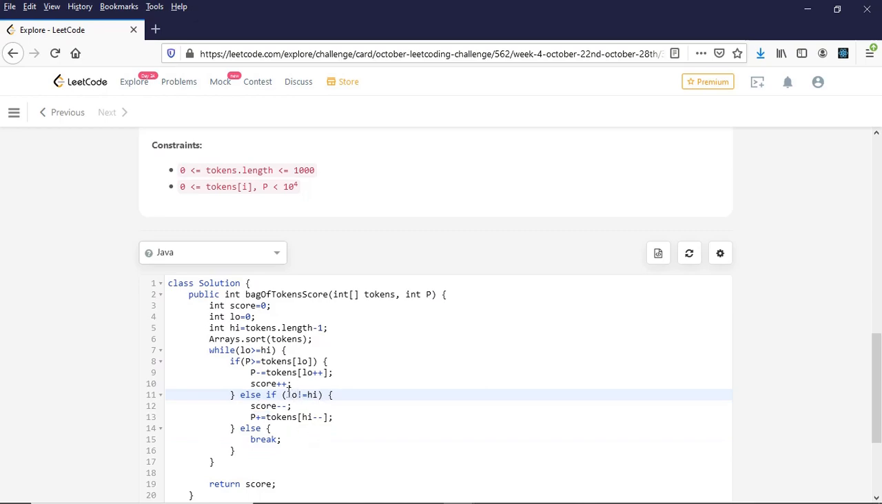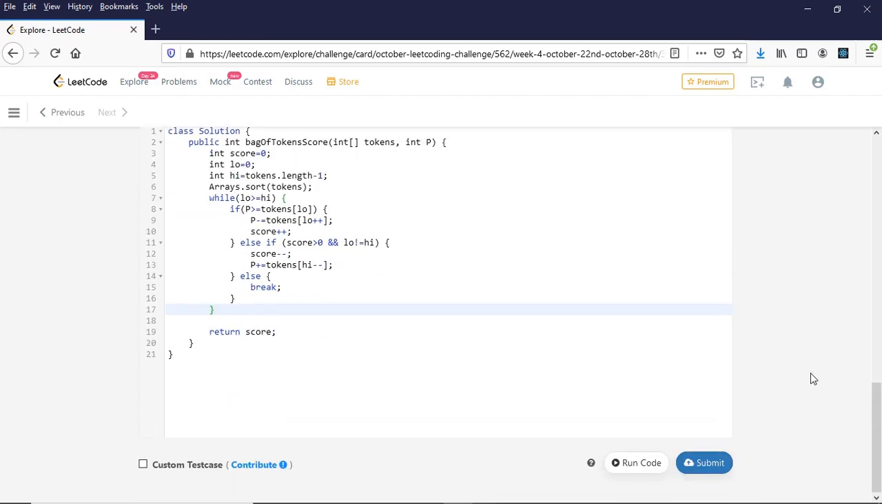So one thing that I noted is here we are doing score minus minus, but we have to check whether score is greater than 0 because we have to give away the score. But if score is not greater than 0, then we cannot do this condition. So here if p is greater than or equal to tokens of low, then do this. Else if score is greater than 0 and low is not equal to high, then we can do this one. Else we'll do a break. Yes. So let's run this code and check whether the test case works fine.